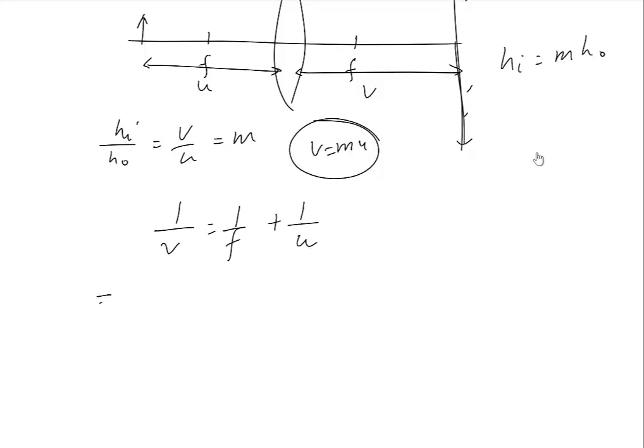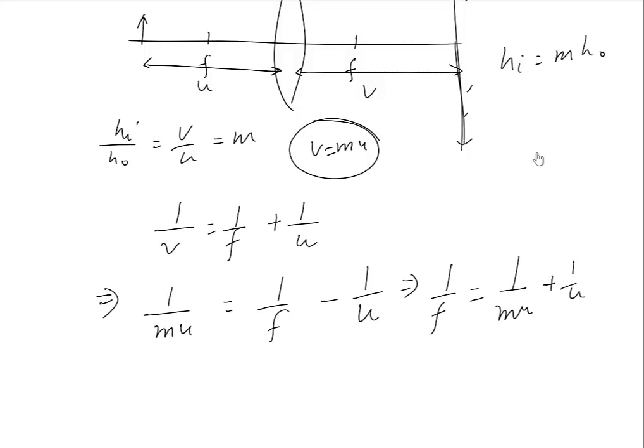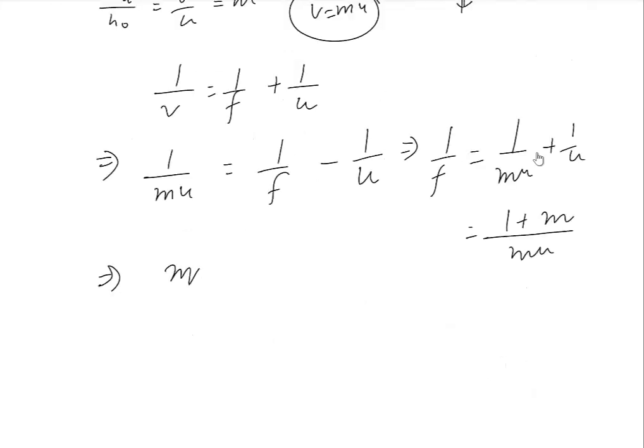Now we have to put everything with sign here. So v is positive, so it will be plus m over u. f is also positive, so it will be 1 over f. But this is negative, so it will be 1 over minus u. Now if you solve this, you'll get 1 by f equals 1 over mu plus 1 over u. Take the LCM, mu is the LCM, and this is 1 plus m. So you get mu equals f times 1 plus m. That is option D.